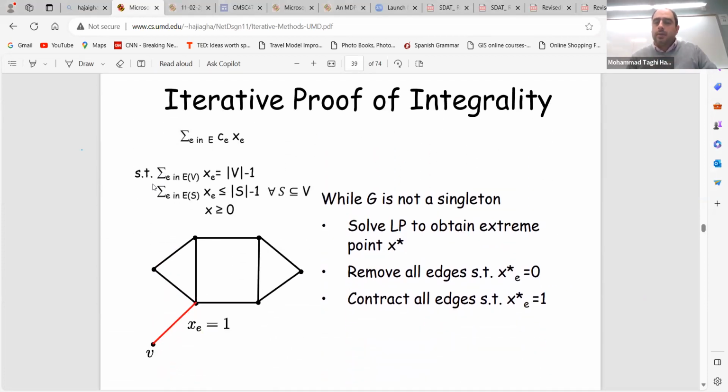Now, what do I do? I want to solve this for just the spanning tree. While G is not a singleton, I will solve the LP to obtain an extreme point, remove all edges of value 0 and contract all edges of value 1, because they should be in my solution. And I will continue this. In this case, you can use the same LP because of the integrality gap. But sometimes, if the solution is inside, it means you contract it: both endpoints become one.